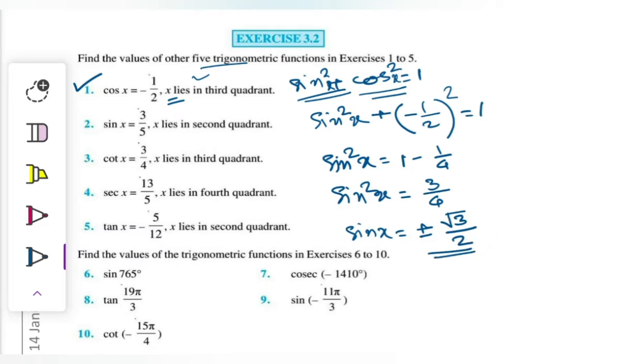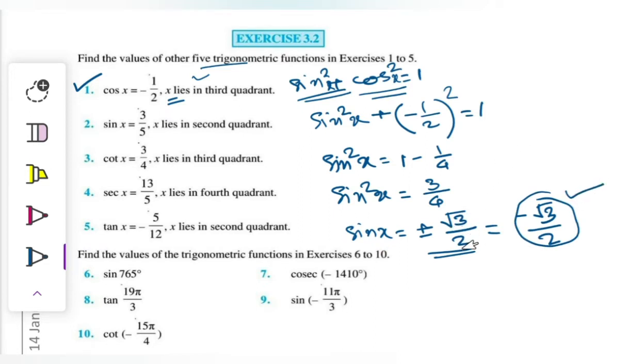We know that x lies in the third quadrant. Therefore, in the third quadrant, sin is negative. So we take the negative value of root 3 by 2 and avoid the positive value. Therefore, the value of sin x equals minus root 3 by 2.